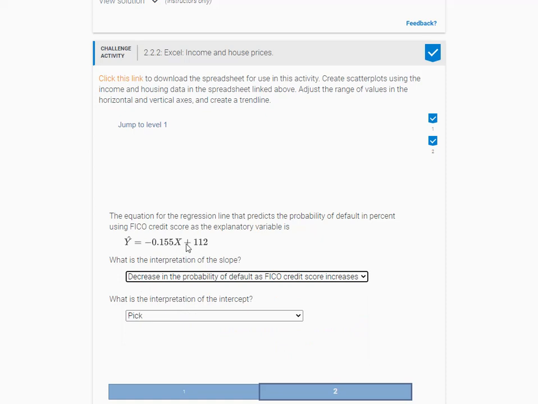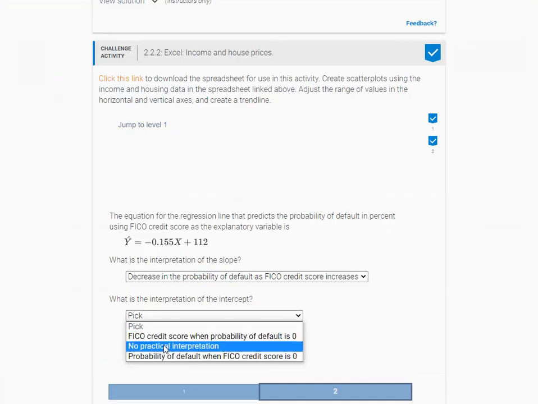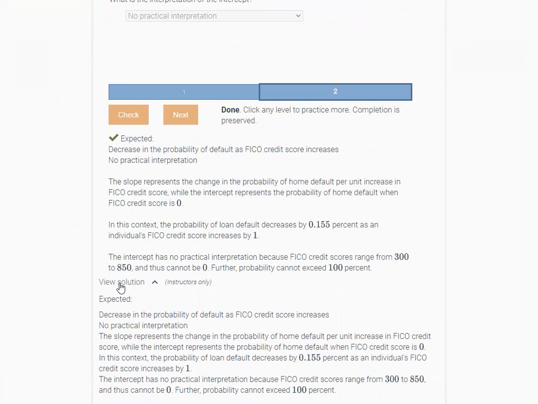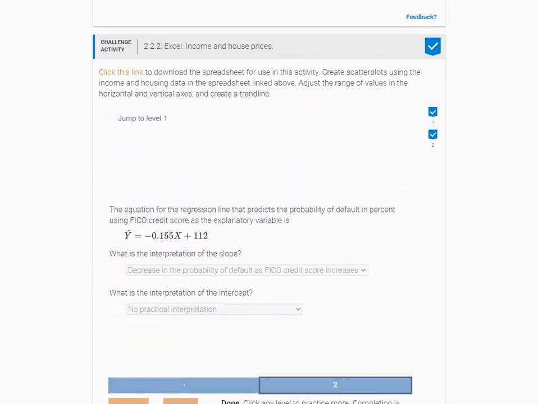And now what is the interpretation of the intercept here? Well, you can only interpret the intercept if you have X values close to zero, which you do not. So there's going to be no practical interpretation. And look, we got it right. You just have to pay very close attention to the wording here, as it can be somewhat tricky. But I hope this helps, seeing me walk through this challenge exercise.